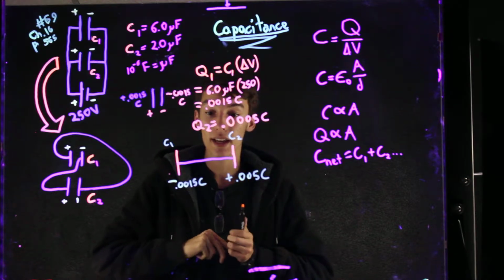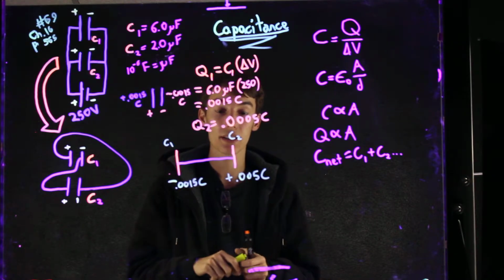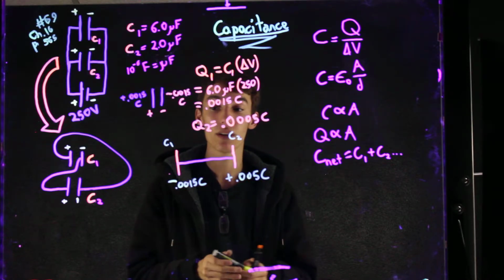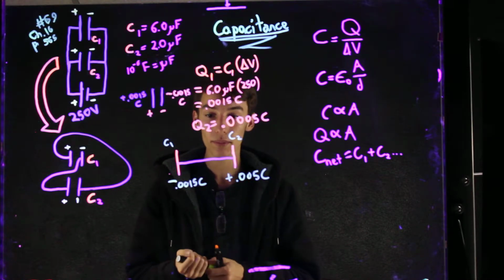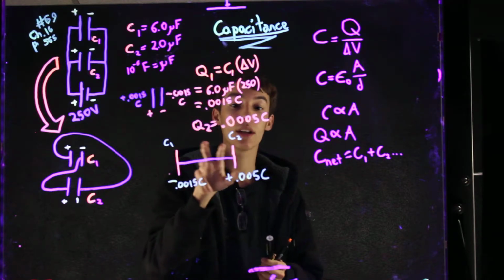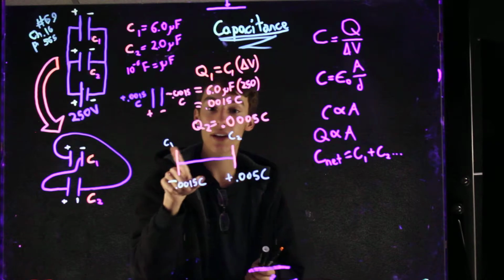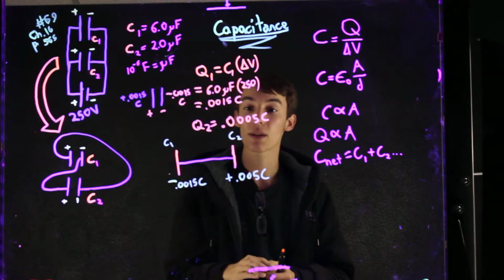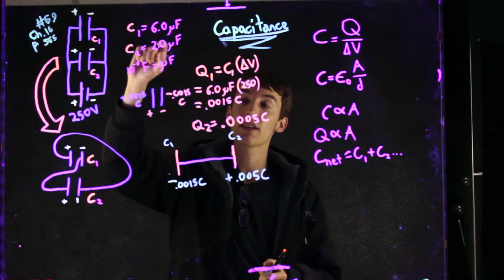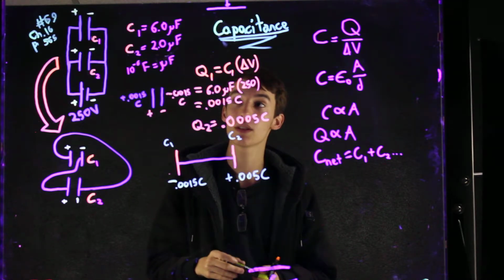You may have already guessed, these charges will balance out, and it will not make the whole thing neutral, it'll just make it balanced out. So the charge will balance out, and it won't just be equal across capacitor 1 and capacitor 2, because the capacitors themselves are different. We know that they're different because they were given different capacitance values initially.